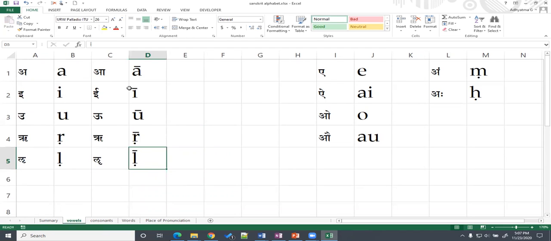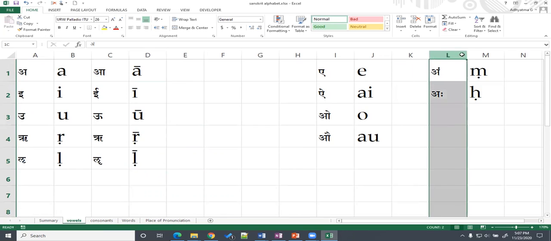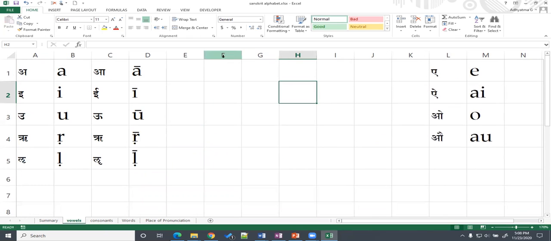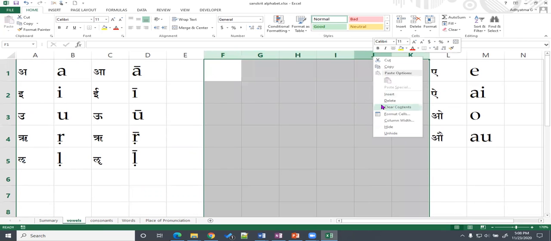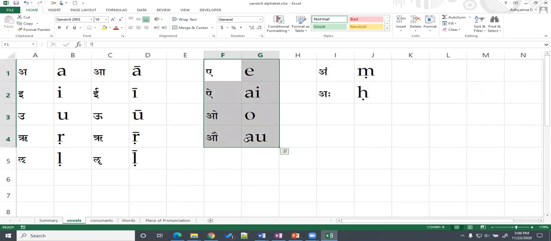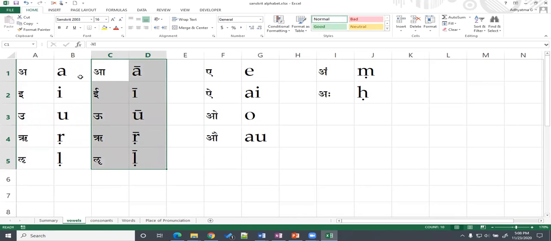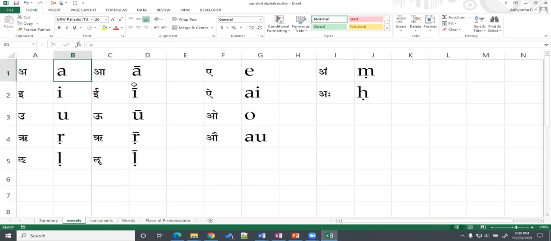So these are called similar vowels. Similar vowels means akara is similar to akara. For now, we will not consider this particular column, just this one and these four. So here the first column and the second column are considered similar to each other. That means akara is similar to akara, ikara is similar to ikara, ukara is similar to ukara, rukara is similar to rukara.